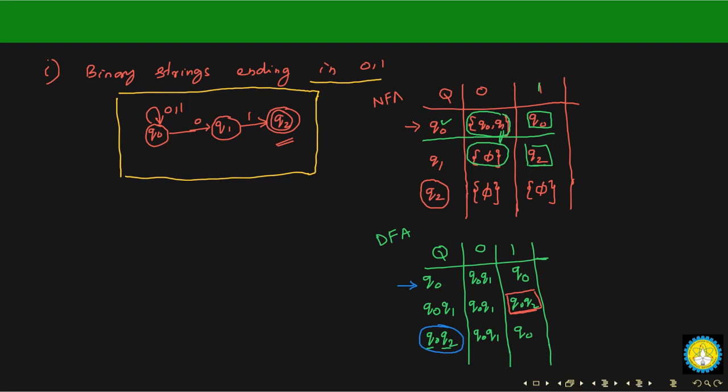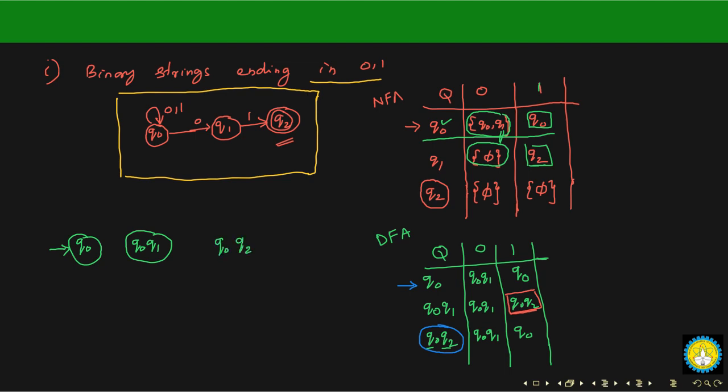Let me use the green color itself. So Q0 is going to be my starting state, right? And Q0 on 0 goes to Q0 Q1. Okay, so I am writing Q0 Q1. Let me write all the states first. So Q0, then Q0 Q1. I also have Q0 Q2.